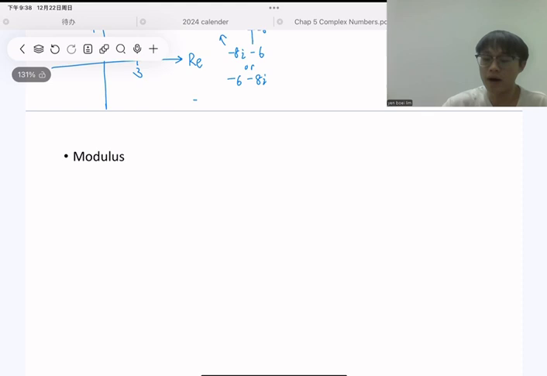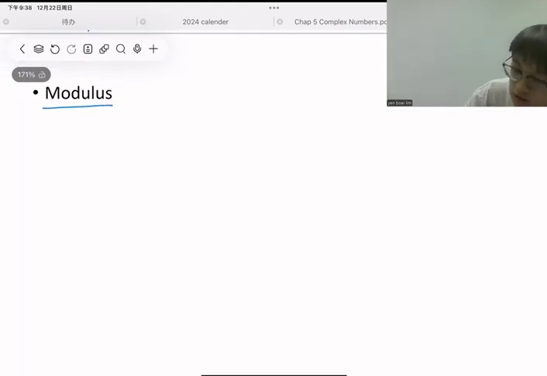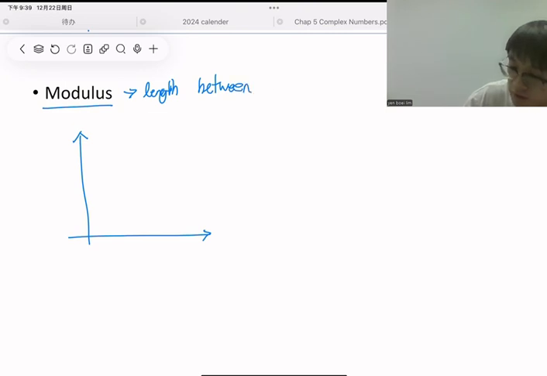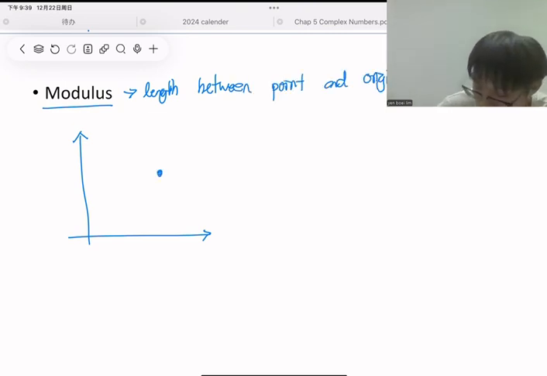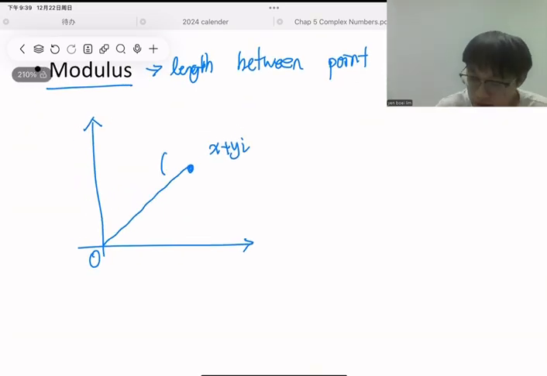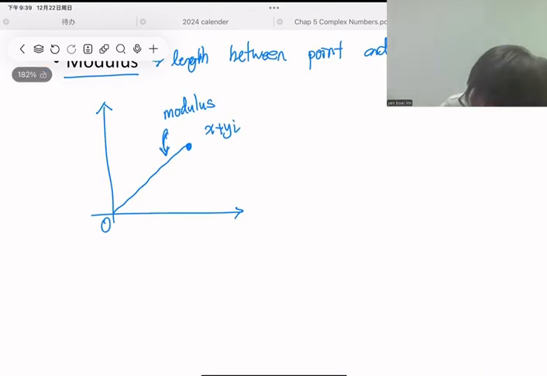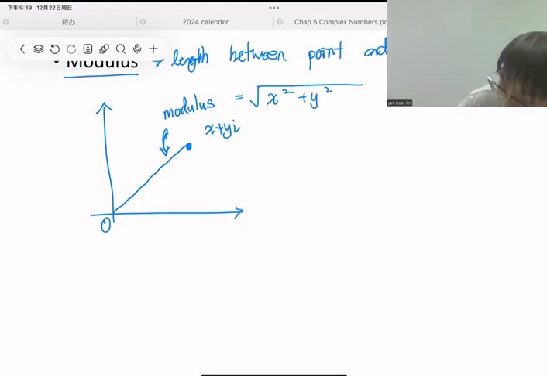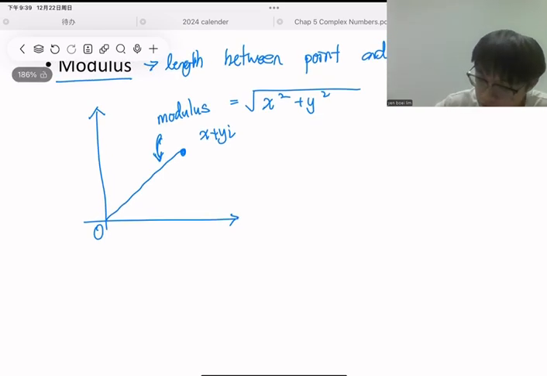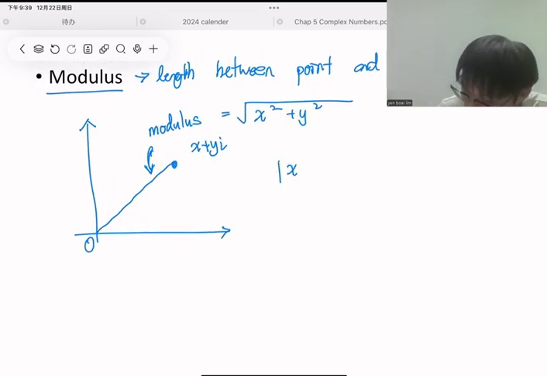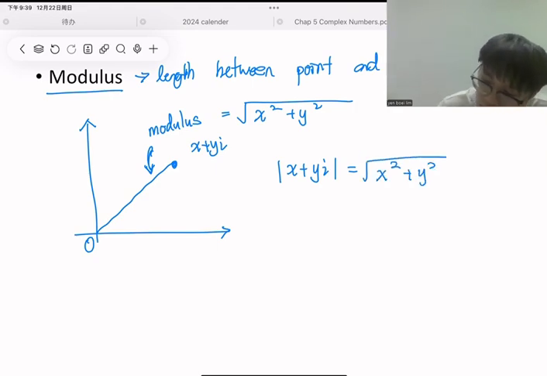The next thing we need to talk about is the modulus. Basically, the modulus is the length between the origin and the point. For example, we have a complex number x plus yi. We can connect it with the origin, and the length of this line is what we call the modulus. The general equation of the modulus is the square root of x squared plus y squared. This comes from the Pythagoras theorem. Instead of writing modulus, we can also use this symbol: the modulus of x plus yi is equal to the square root of x squared plus y squared.